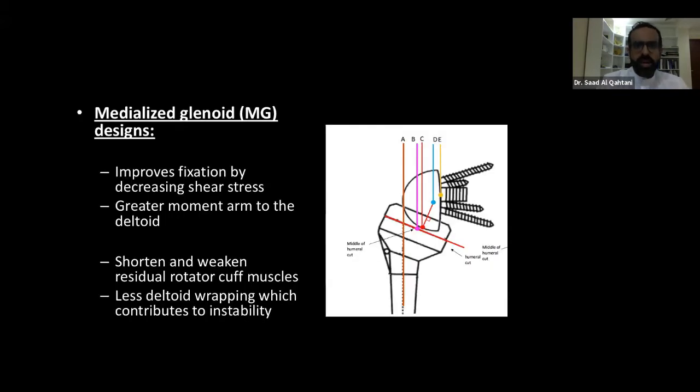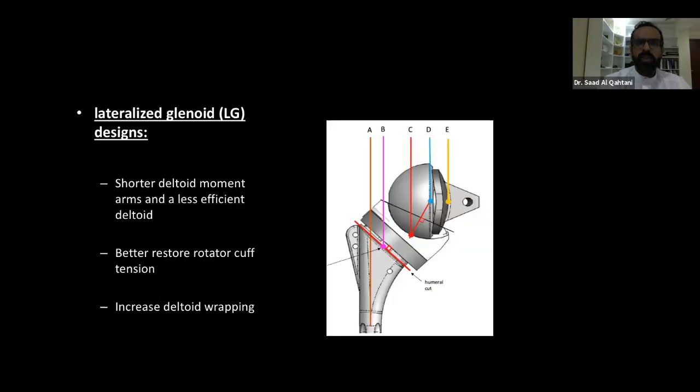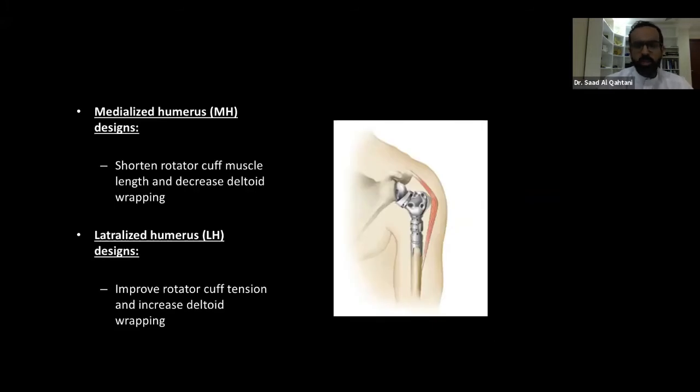So what's the advantage of having a medial glenoid design? It will improve fixation by decreasing the shear stresses. It will give you a greater lever arm for the deltoid, but as we talked about before, it will shorten and weaken the residual cuff, and it will have less deltoid wrap, which might contribute to some instability. When we have a lateral glenoid, what will happen? We're going to have a shorter deltoid moment arm and a less efficient deltoid, but we're going to have better restoration of the rotator cuff tension and better deltoid wrapping. And regarding medial and lateral humerus, it will give the same thing.